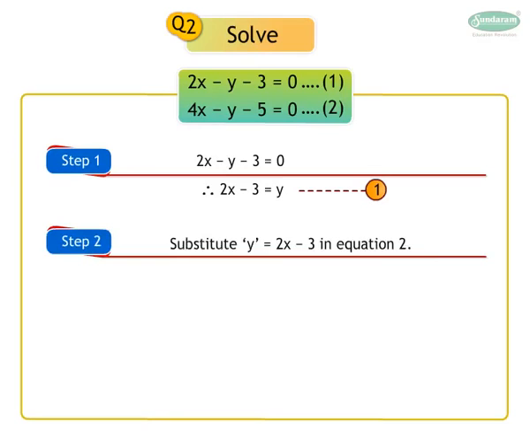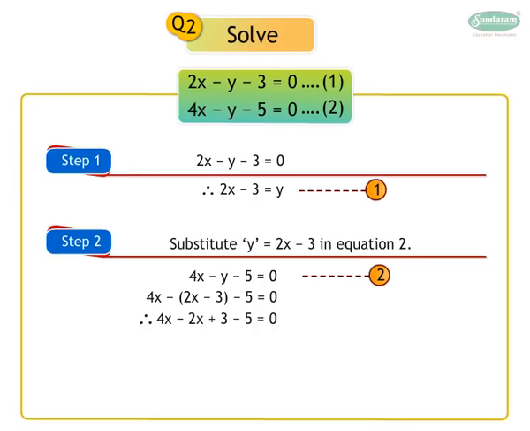Step 2. Now we substitute y = 2x - 3 in equation 2. We get 4x - y - 5 = 0. Substituting, 4x - (2x - 3) - 5 = 0. Therefore, 4x - 2x + 3 - 5 = 0. Therefore, 2x - 2 = 0. Therefore, 2x = 2. Therefore, x = 1.